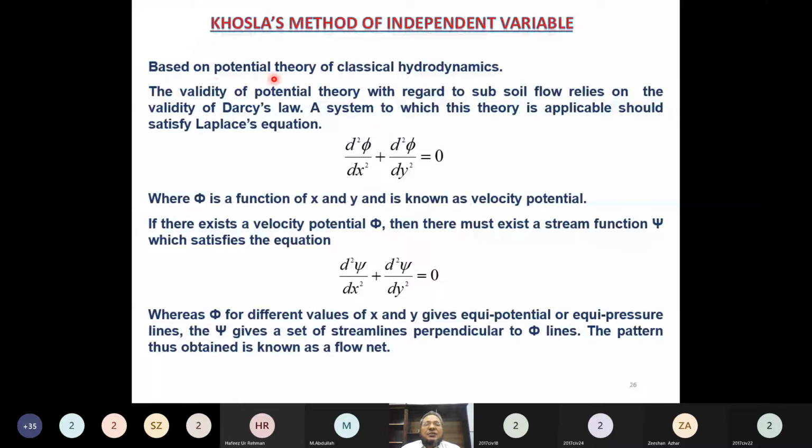So it is based on potential theory of the classical hydrodynamics. According to this theory, actually this theory is based on Darcy's law. And then the basic concept given by Khosla: he does not say that the water creeps under the hydraulic structures as explained by Bligh and Lane.